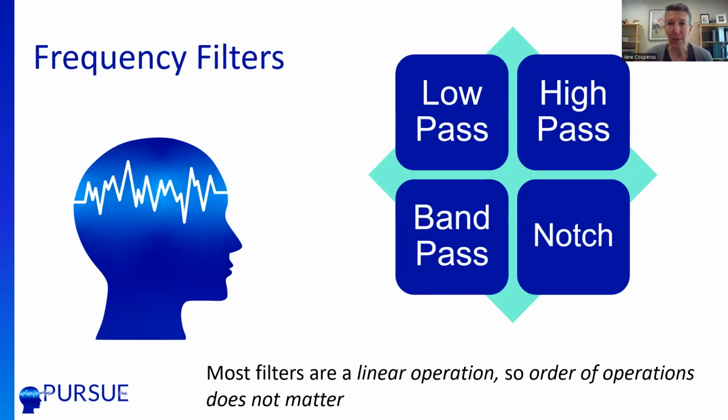There are 4 primary ones that you can use. There are more than just these, but these are the ones we're going to talk about today: low pass, high pass, band pass, and notch.